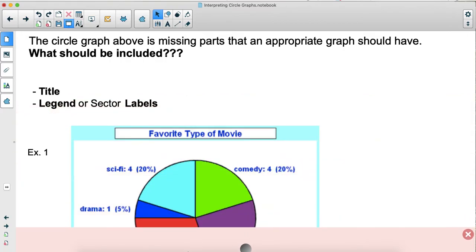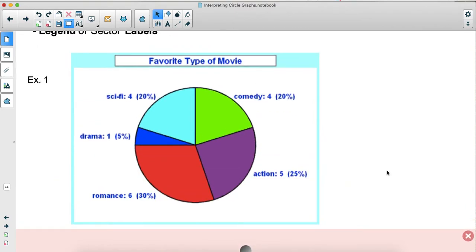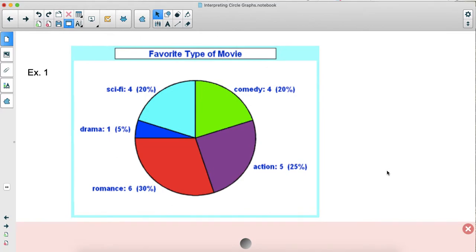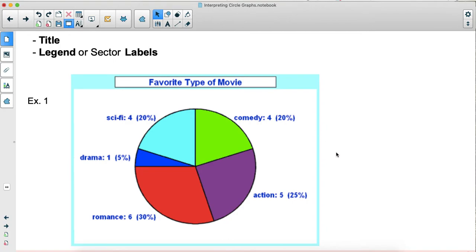Okay, I'm going to give you another example here. So here's an example of a circle graph, and the title tells you the favorite types of movies. Okay, I would make the title probably a little bit more accurate, being like these are the favorite types of movies from ages 10 to 20 or something like that. But this is just generally telling us favorite types of movies, and you can see there's not a legend there, but we do have these sector labels, okay?